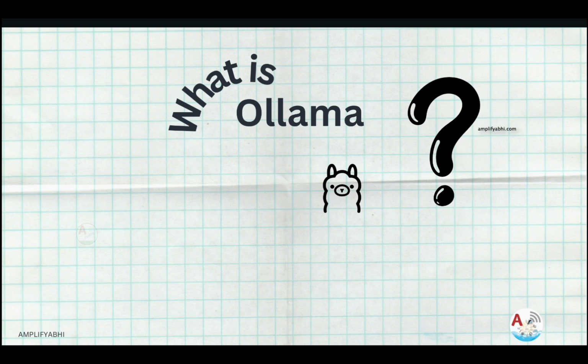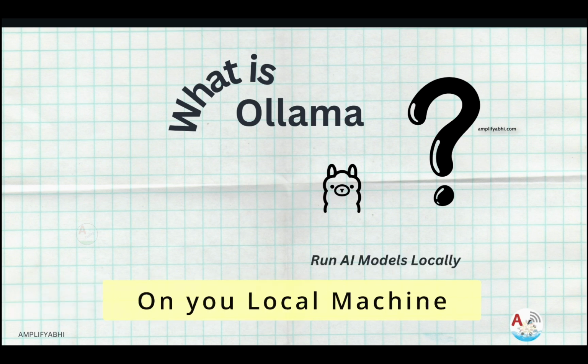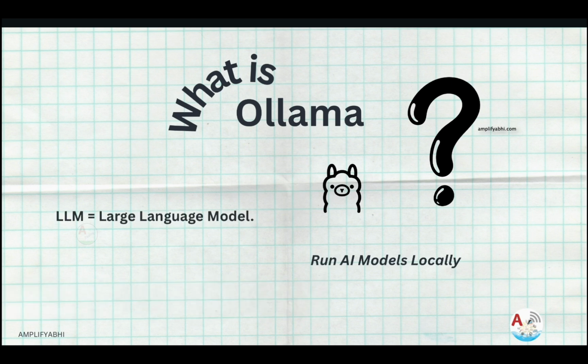Ollama is a tool that helps you to run AI models locally on your machine. Here we are going to download the large language models, and we are going to run them on our own machine with the help of Ollama. So again, what is an LLM? In short, an LLM is the brain of AI chatbots.